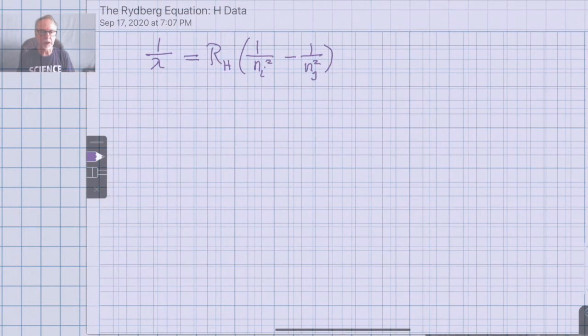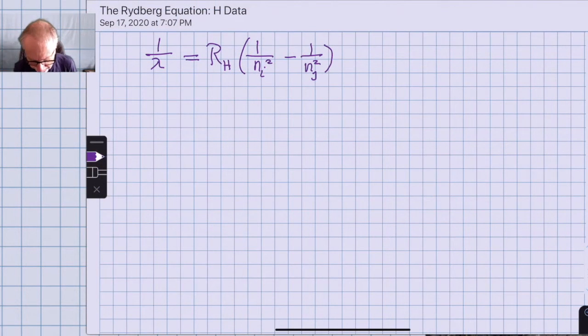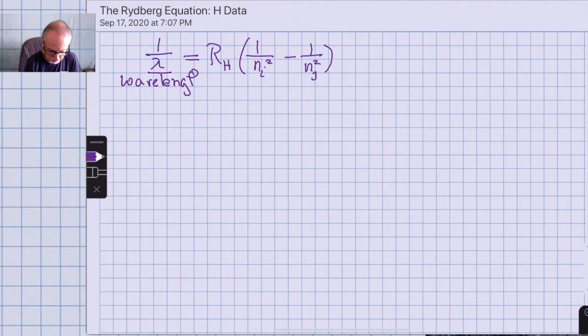Hello, in this video we're going to study the Rydberg equation. That's the equation seen here at the top of the page. In this equation we have on the left side 1 over lambda. Now lambda represents the wavelength of light emitted from hydrogen gas in a discharge tube.